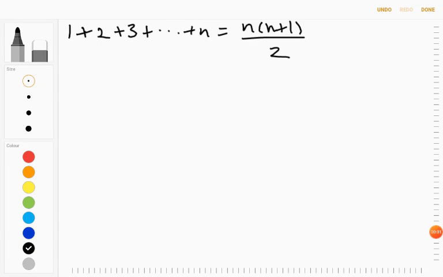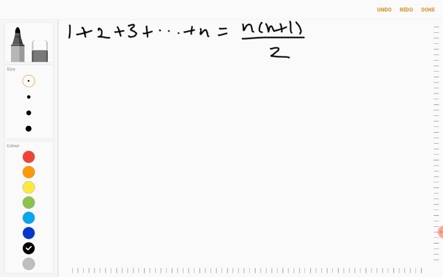Hi, so today we'll be looking at proof by induction of the sum of n numbers. The sum of n numbers we state is equal to n times n plus 1 over 2. And we're going to see the induction principle in action. So we first begin with what we call the base case.